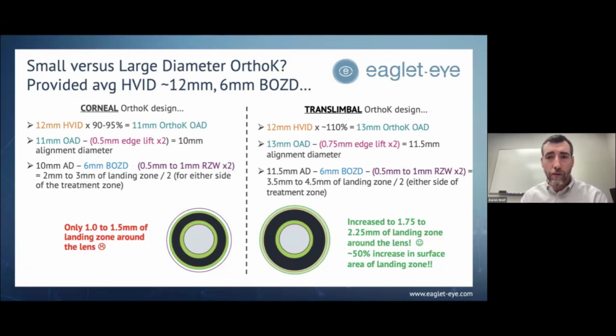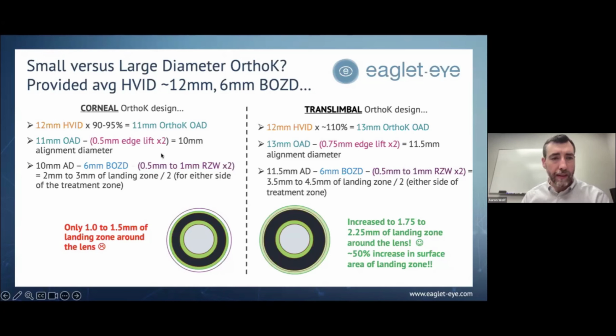So what I'd like to do is just kind of think about it on the same eye. Let's say you have a very average eye. It's about a 12 millimeter cornea. Okay, and you want essentially about a 6 millimeter optic zone, which is, again, a very, very standard starting point in many of our OrthoK cases.